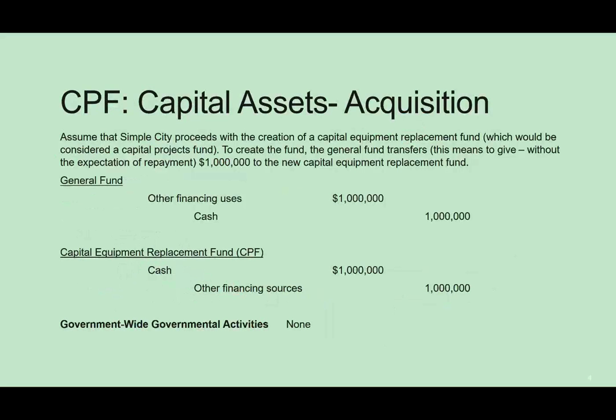So let's start to do some accounting for the capital project and a capital project fund, and specifically the acquisition. So basically, how does it work? Assume that Simple City proceeds with the creation of a capital equipment replacement fund. So once their vehicles, their snow removal machines, the trucks that spread salt on the street, every once in a while they'll need to replace them, maybe every 5 to 7 or 10 years. What they're going to do is create a fund for that. To create the fund, we're first going to need to transfer money from the general fund.